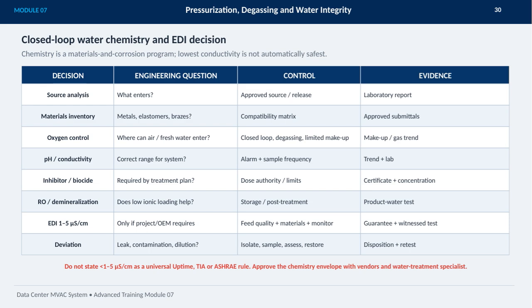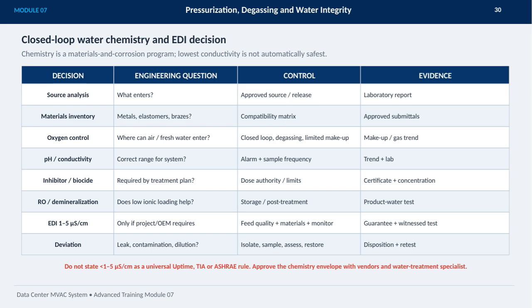The use of inhibitors or biocides is determined by the treatment plan, with careful dosing authority and concentration certificates, verifying proper application. Considering reverse osmosis or demineralization, we ask if lowering ionic loading actually benefits the system, and we pay close attention to storage and post-treatment processes.